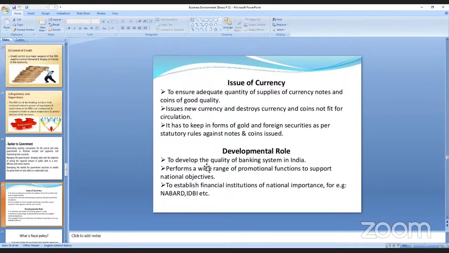And if you want to make international changes, you can make them directly, sitting at home, online, through net banking. So these are the modes, all the developmental roles. So these are the promotional functions.